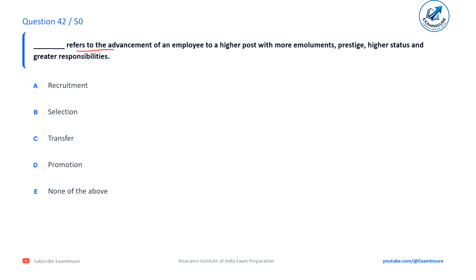Which of the following refers to the advancement of an employee to a higher post with more emolument, prestige, higher status, and greater responsibilities? Recruitment, selection, transfer, promotion, and none of the above. So the correct answer is promotion.